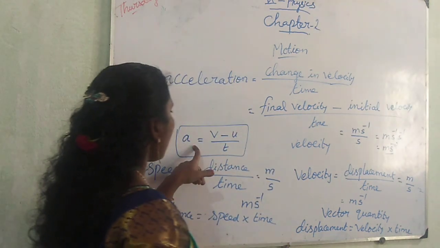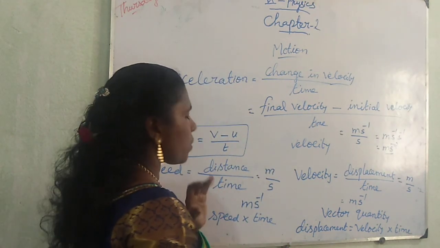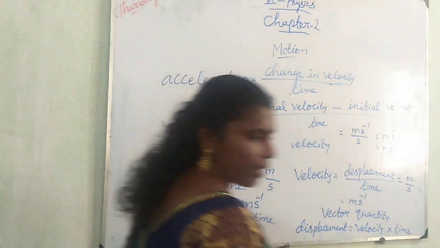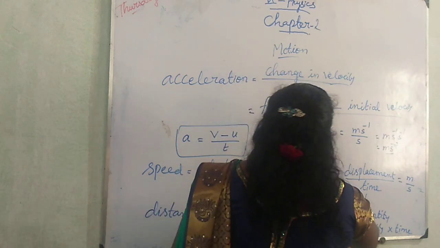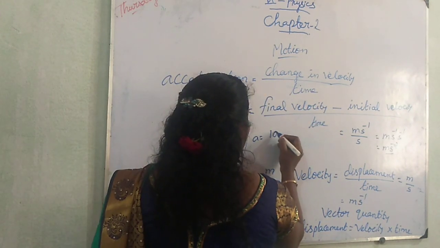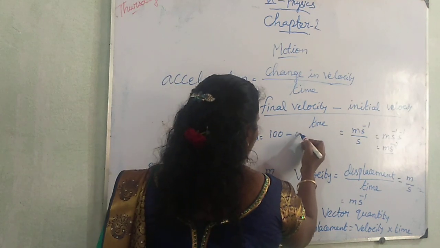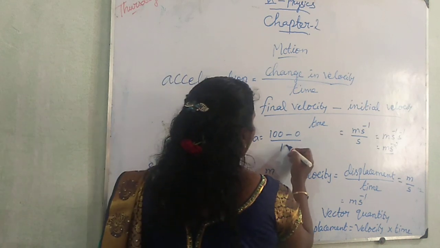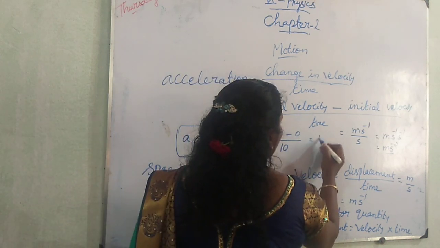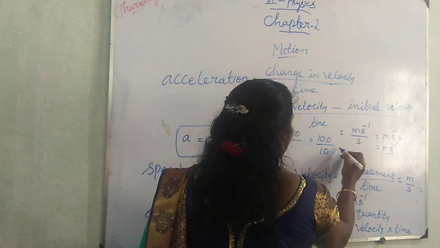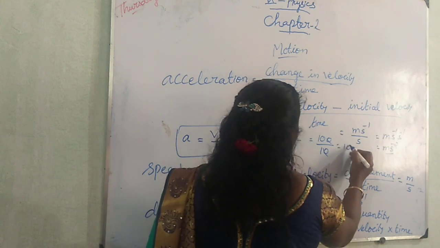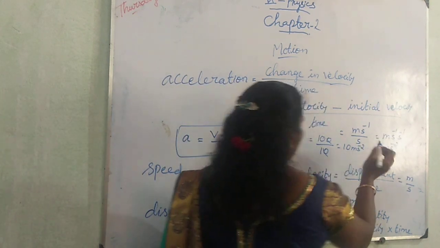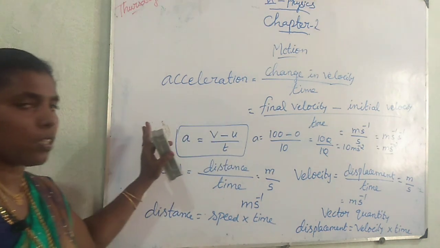How to find this acceleration? Now see the final, suppose a 100-meter running race. Final velocity, what's the value? A equal to, what's the final velocity? In a 100-meter running race, that is 100 minus initial 0, divided by time. The time is given, within 10 seconds. So how will you get 100 divided by 10? You will get 10, the 0 and 0 cancel. What is the unit of acceleration? Meter second power minus 2. Like that you have to find it by using this formula.